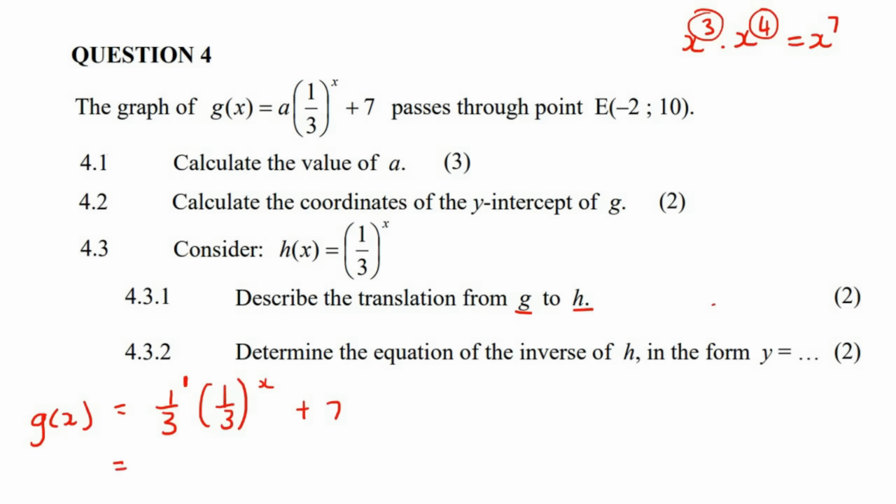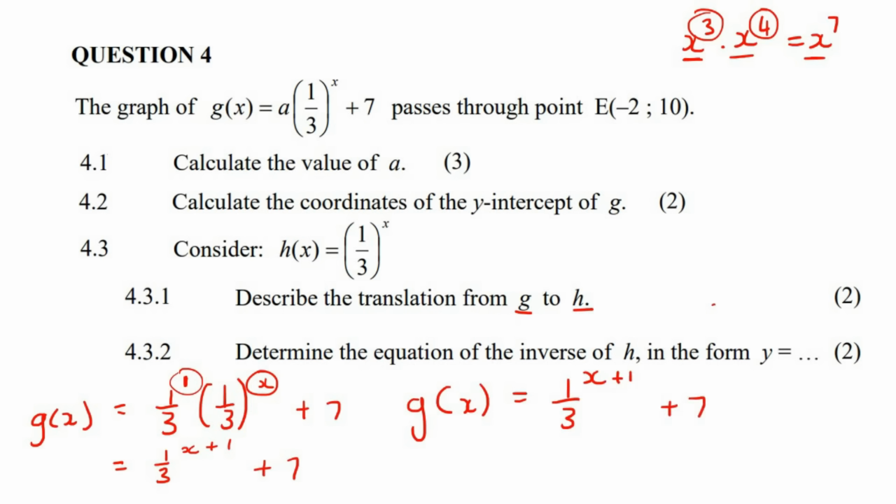Well, you could change this to a third. Don't multiply these two numbers to become 1 over 9, because look what you did here. You never changed the base. You see how it stays the same? So in the same way, you're going to keep that as a third. And then you're going to add these exponents, which will become 1 plus x, or x plus 1 if you want, and then plus 7. Okay, so let's write that a little bit bigger. So g of x is actually a third to the power of x plus 1, plus 7.